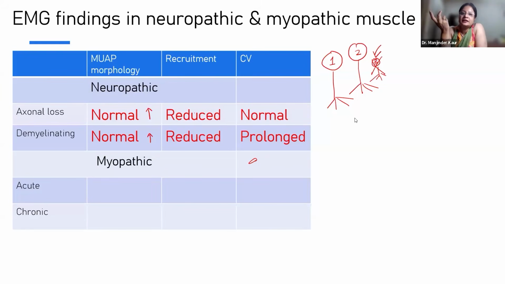Neuropathic. Very, very clear. Neuropathic में what type? Axonal loss या demyelinating? Perfect. So you got that correct, right?